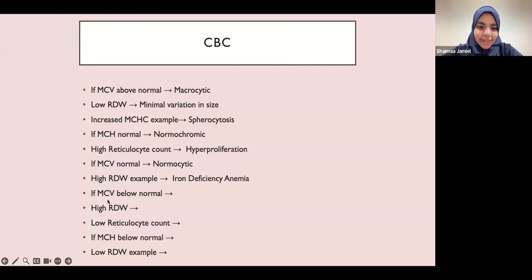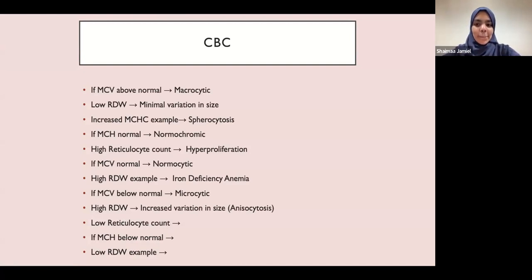Microcytic. Okay. High RDW, you already mentioned anisocytosis multiple times. So yes, anisocytosis, increased variation in size. Low reticulocyte count. Yeah, hypo. If MCH is below normal, yes, it's microcytic.